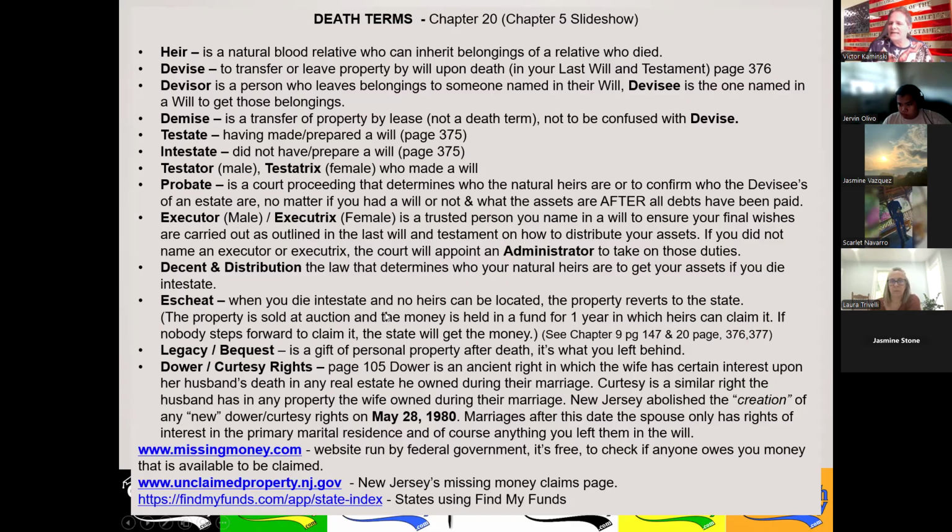Escheat is when you die intestate without a will and no heirs can be located. The property reverts to the state. And how does that work? The property is sold at an auction, and then the money from that auction is held in a fund for 1 year, in which time your heirs can lay claim to it. And if nobody steps forward and claims it, the state will take your money and spend it however they see fit.